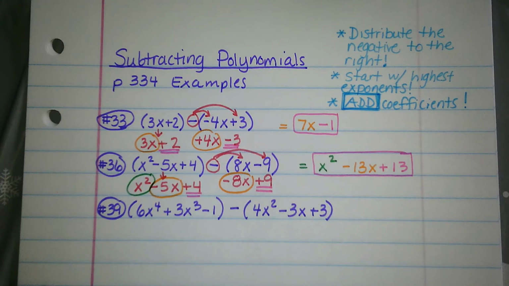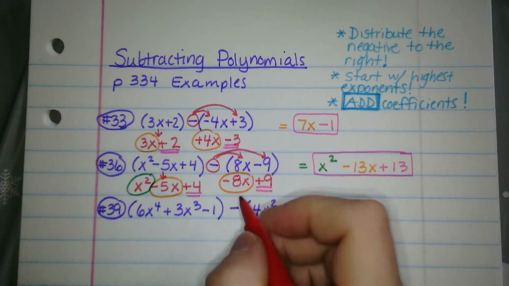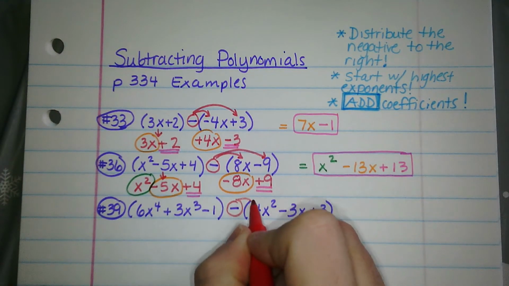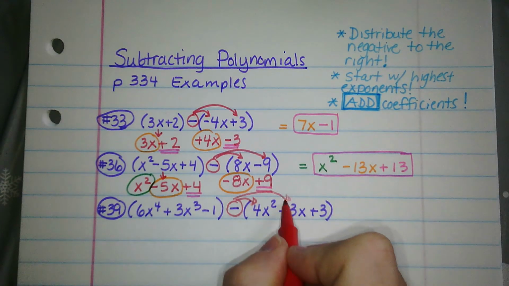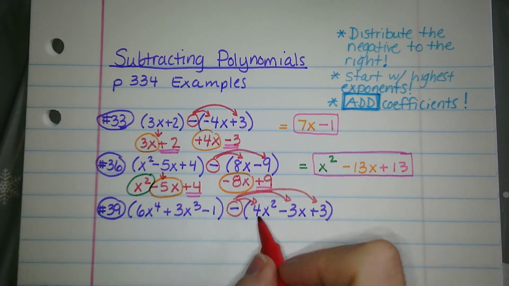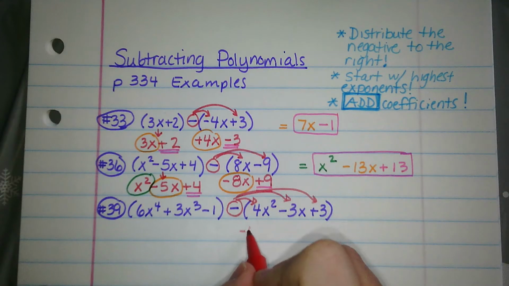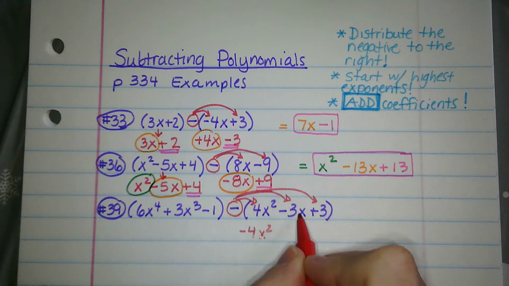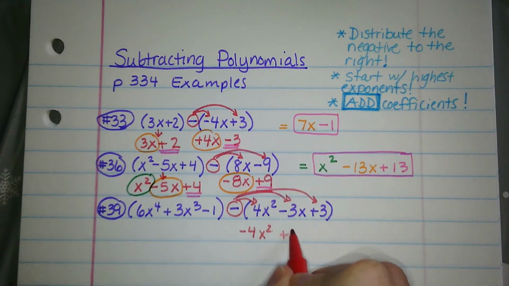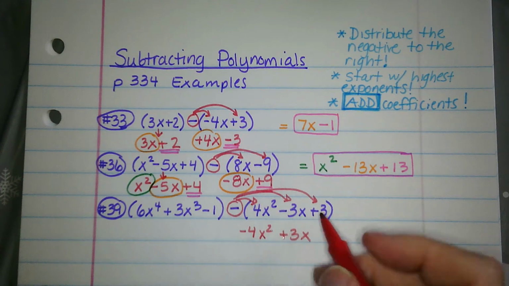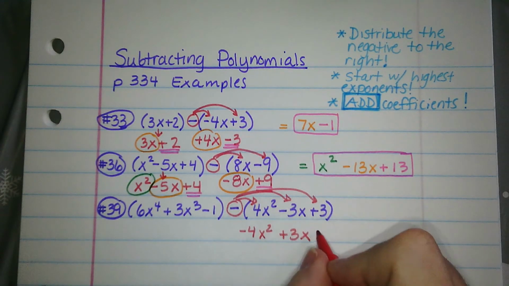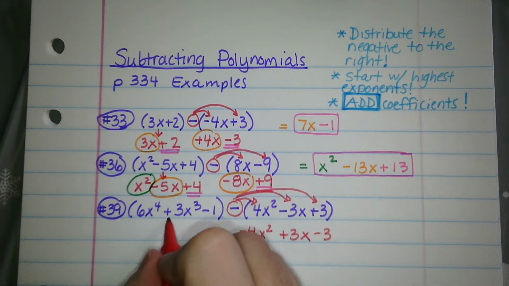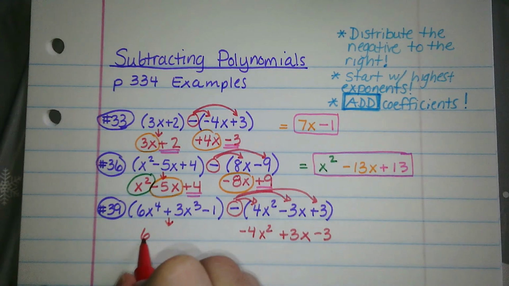We're going to start by distributing our negative. So here's our negative. We're going to take this and distribute it this way. 1, 2, 3 times. So this 4x squared becomes a negative 4x squared. The negative 3x becomes a positive 3x. And our positive 3 becomes a negative 3. And we're going to bring down our polynomial from the front.